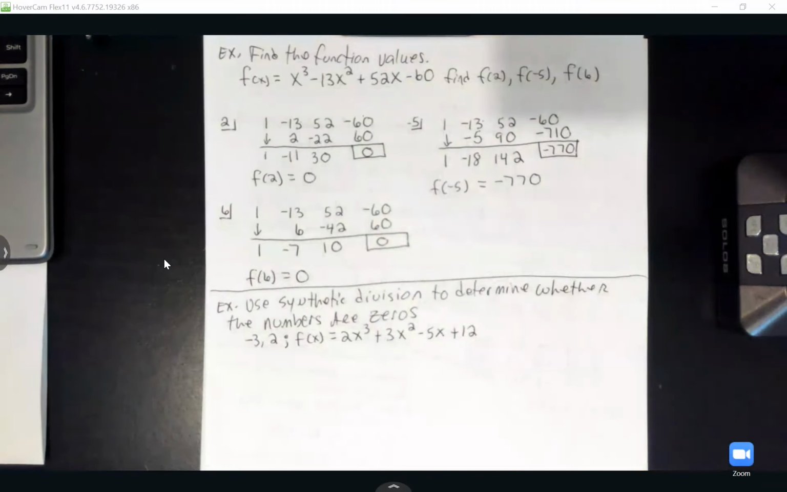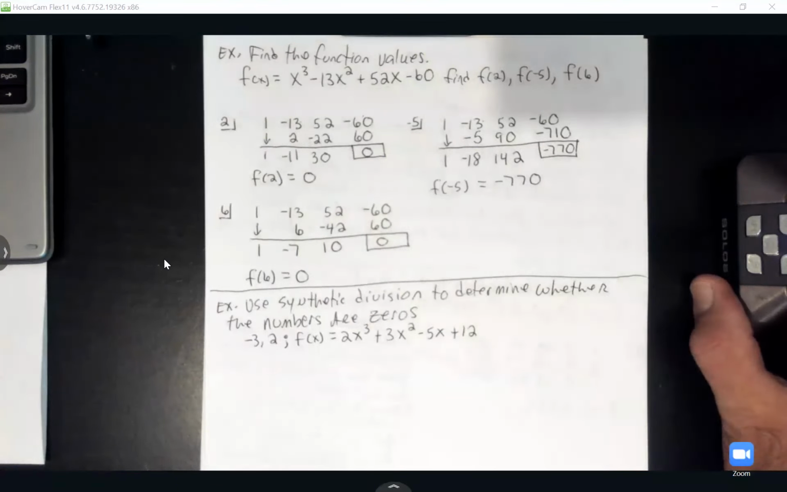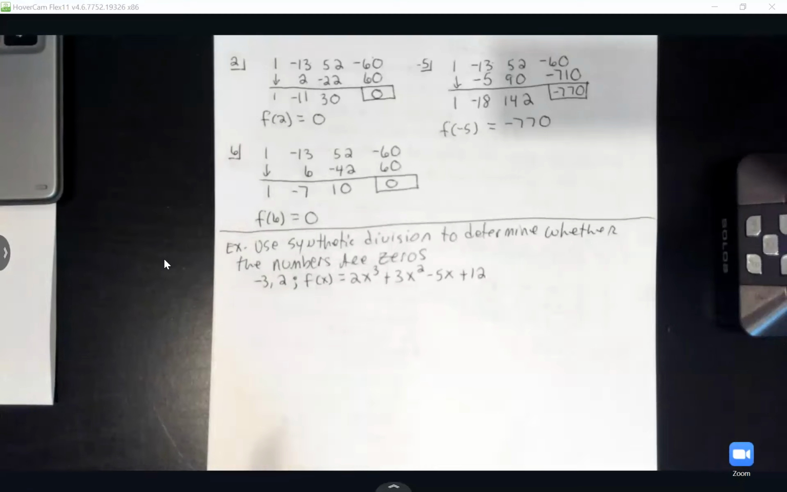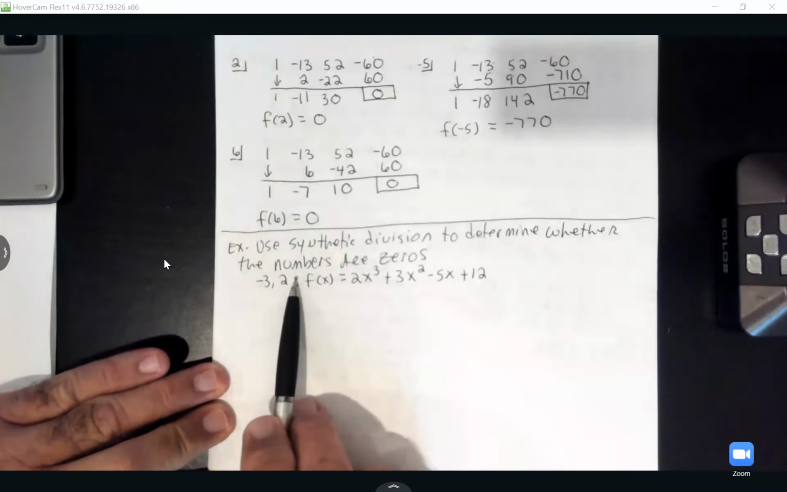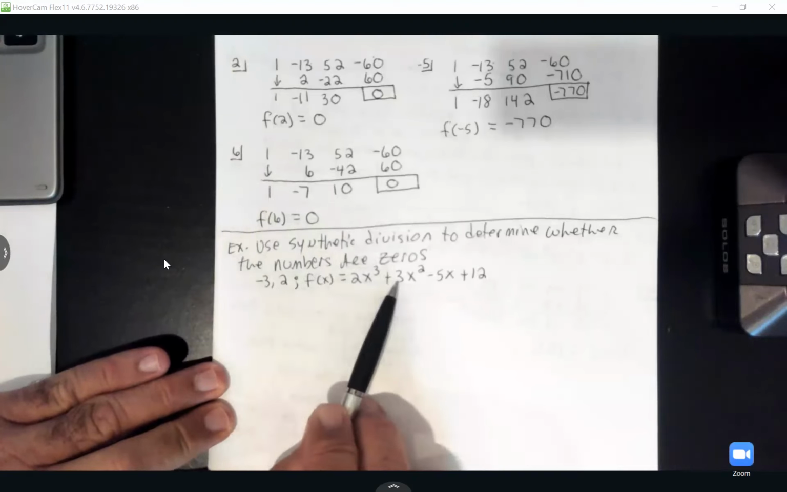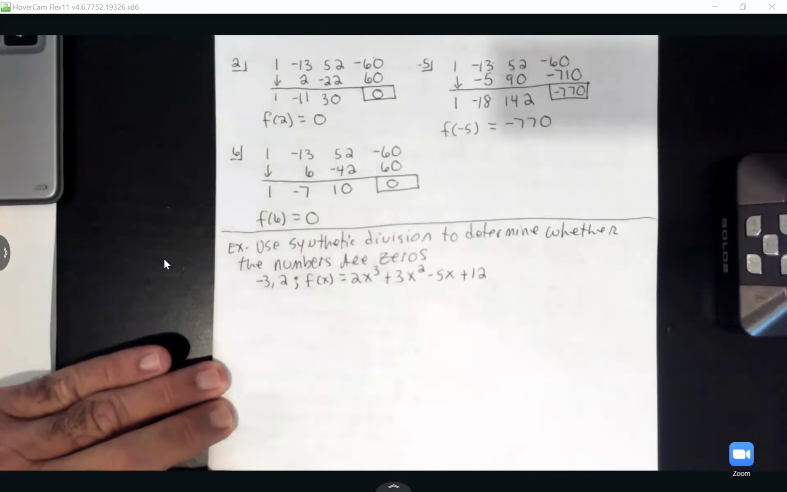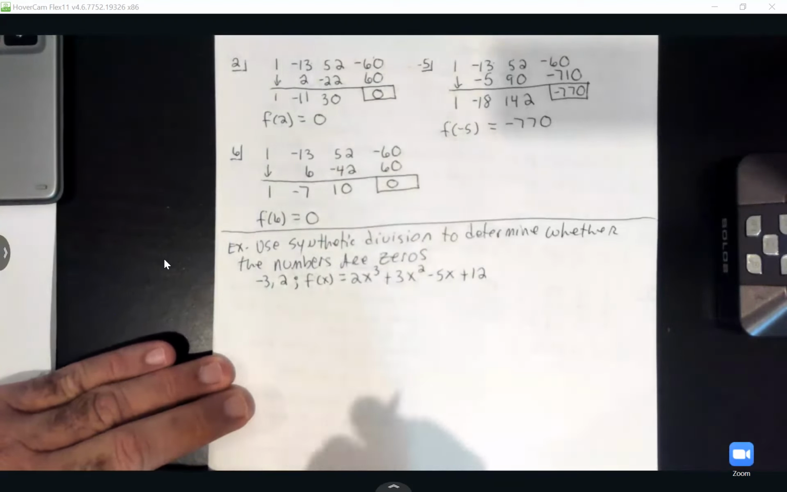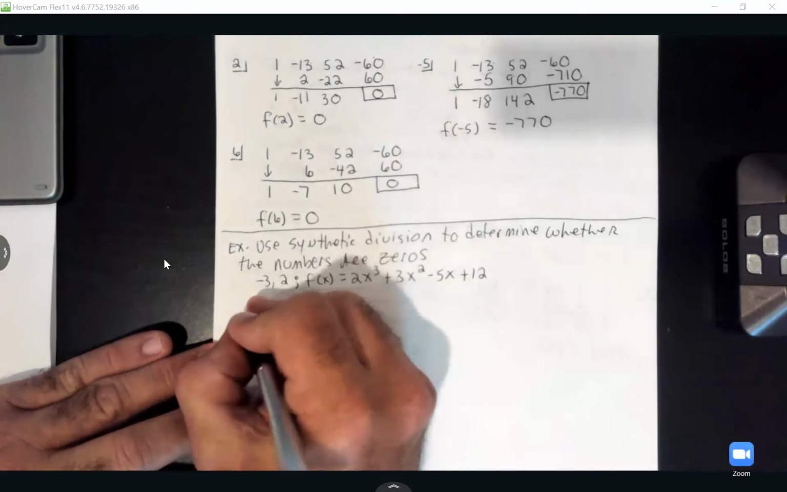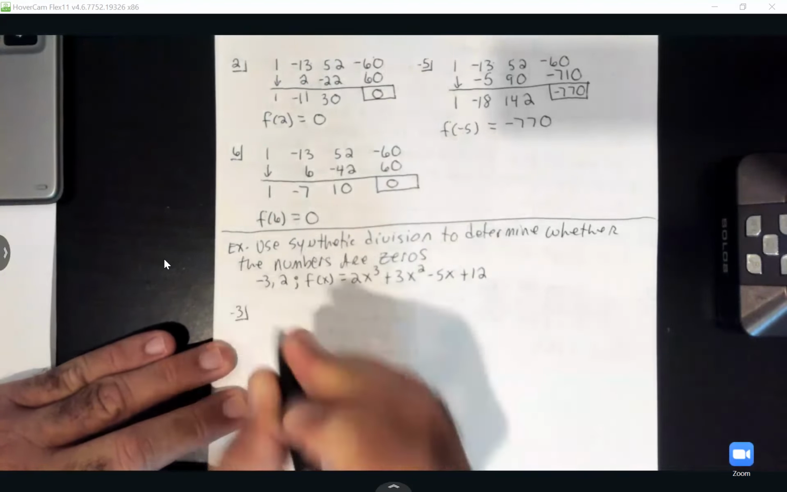All right, y'all, so let me pull my camera down a little. So they're wanting me to check if -3 is a zero of this polynomial and if 2 is a zero of that polynomial. So we got to do this twice and we'll get answers like yes and no on this one, okay? So let's see. Let me start with -3. That'll be my first C, -3.